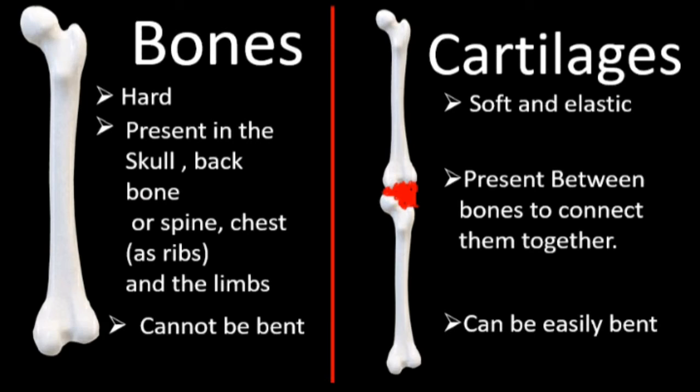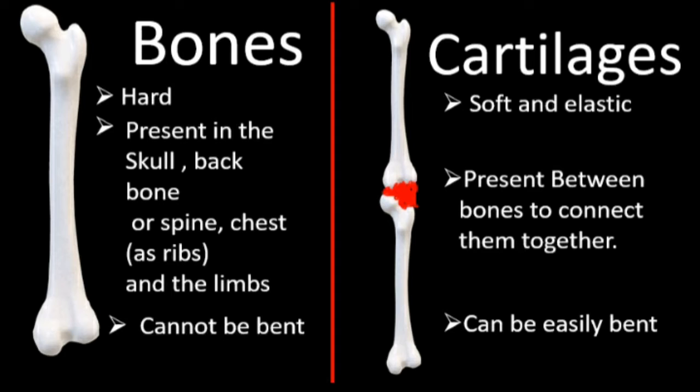So now we will talk about the structure of the skeletal system. The skeletal system is made up of bones and cartilages. Bones are hard, present in the skull, backbone or spine, chest as ribs, and the limbs. And these cannot be bent easily. If we bend them, they will break.